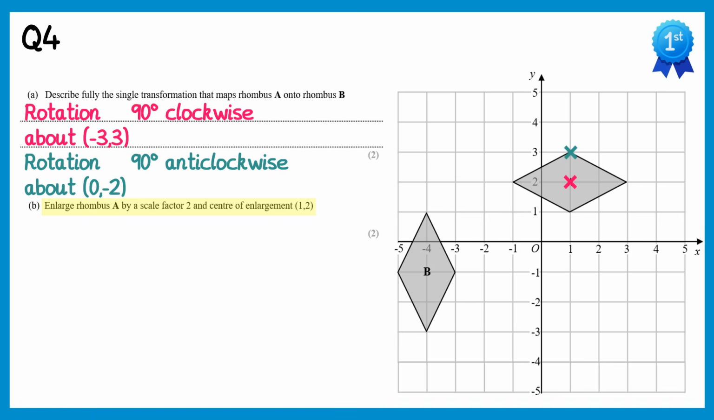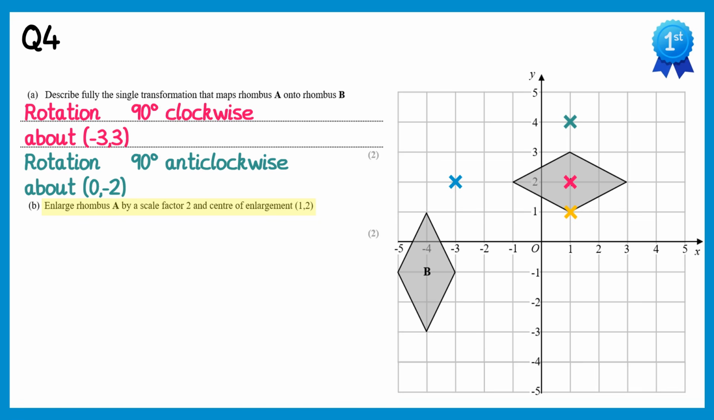To work out where it needs to go, we need to work out how you get from the red centre of enlargement to this green cross. And in this case, it's just up 1 square. So we're going to double that, so rather than going up 1 square, we're just going to go up 2 squares. So it ends up here. Then we'll do this one on the left. So to get from the red centre of enlargement to this blue cross, we go left 2 squares. So actually we'll double that, it should be left 4 squares.